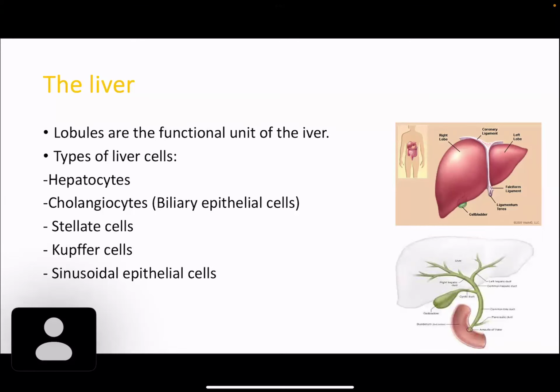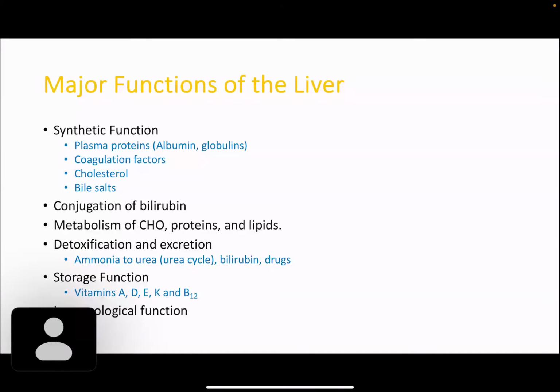Lobules contain many important cells, important of which are hepatocytes, stellate cells, and Kupffer cells, in addition to sinusoidal epithelial cells. Also, the liver contains cholangiocytes, which are the biliary tract epithelial cells. The major functions of the liver include formation of plasma proteins, including albumin and globulins, in addition to formation of coagulation factors and formation of endogenous cholesterol, as well as bile salts.